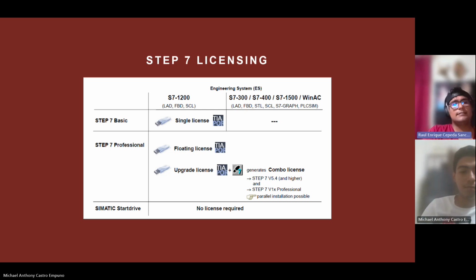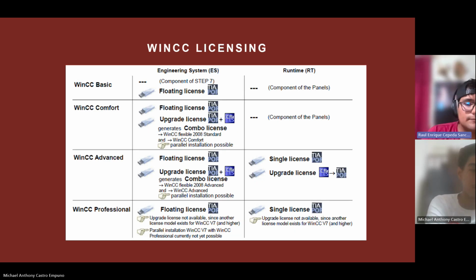And the last, we've got the WinCC license. WinCC Basic is a component of STEP 7, then WinCC Comfort, WinCC Advanced, and WinCC Professional. There is a runtime component for the panel. In WinCC Advanced, we've got the engineering system with a floating license and upgrade license, and runtime with a single license and upgrade license. And WinCC Professional has a floating license and a single license for runtime. Thank you.